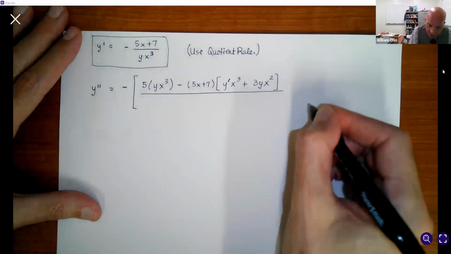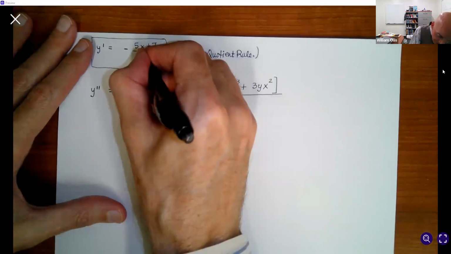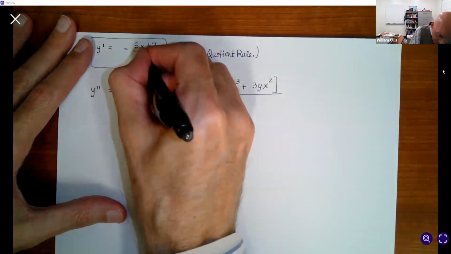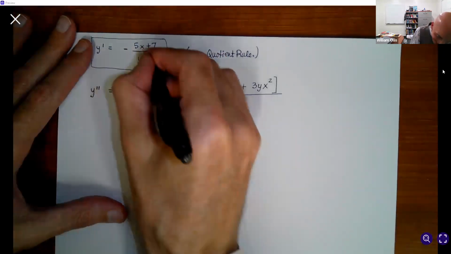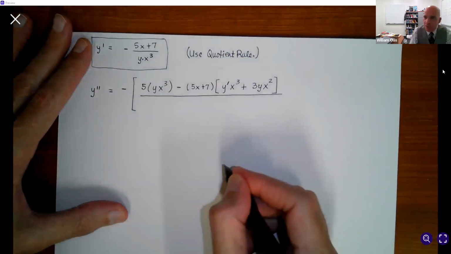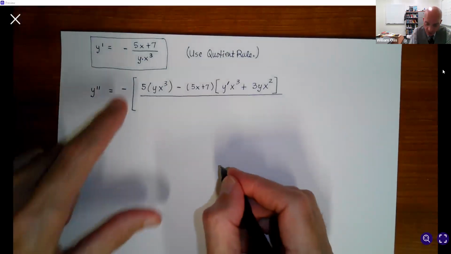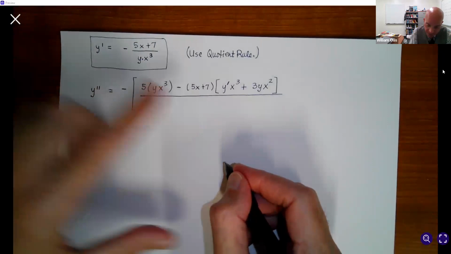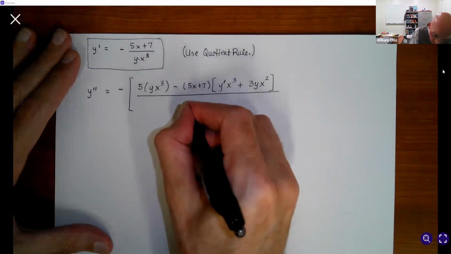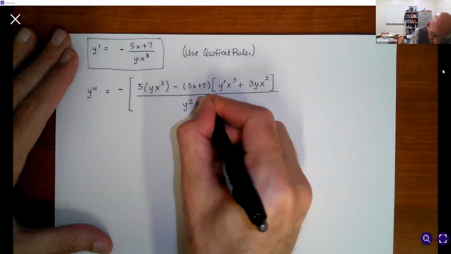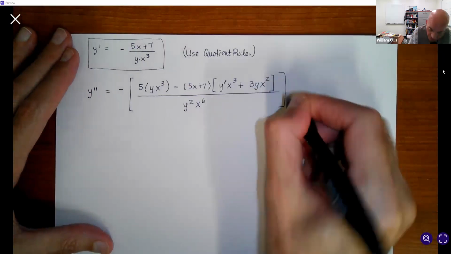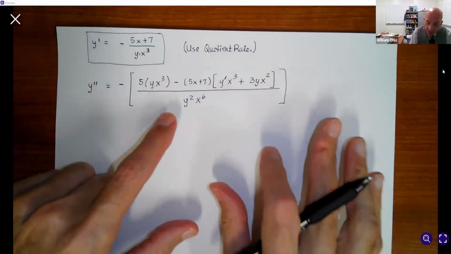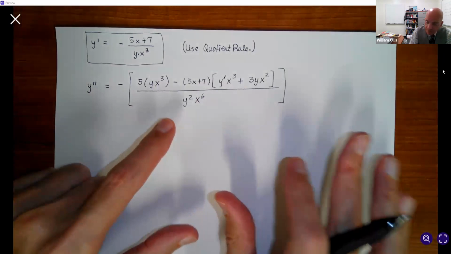So that was, again, remember, what they say, do a little dot there. How'd you do it? Like that. With a little dot, reminding yourself that that is a product. So we have to use the product rule on this piece. And then when we square it, we get y squared x to the sixth. So that gives us a formula that's useful.